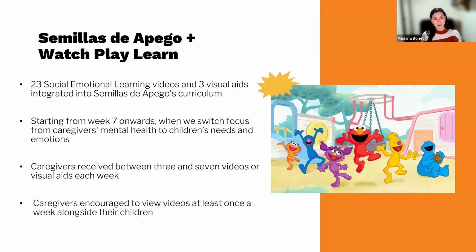So what we did was integrate 23 social emotional learning videos and 3 visual aids from the Watch, Play, Learn line into the Semillas de Apego's curriculum. We did this from week 7 onwards, which is when the program focuses on children's needs and emotions, and caregivers in Jamundí and Tumaco, which is where we piloted this integration, receive between 3 and 7 videos or visual aids each week. Caregivers were then encouraged to view the videos alongside their children at least once a week.